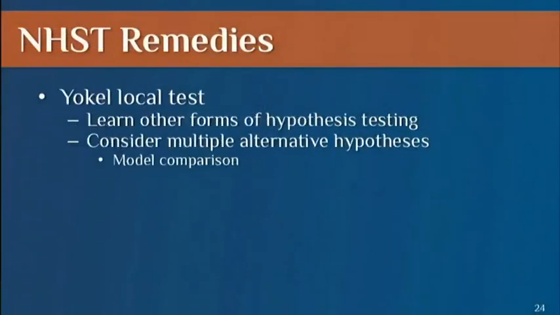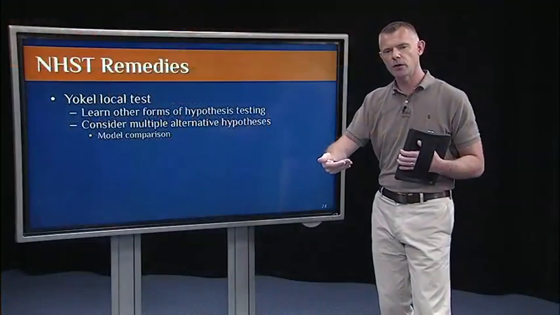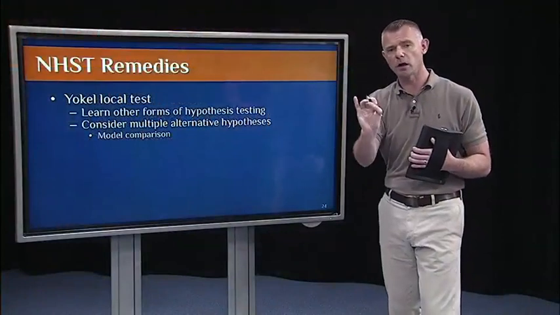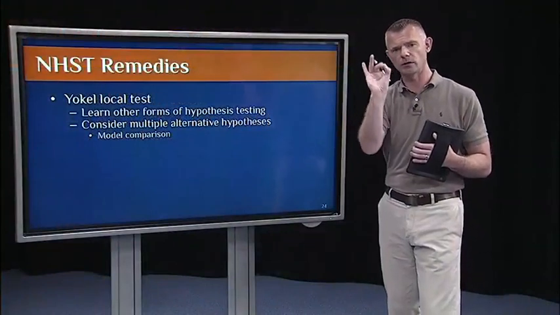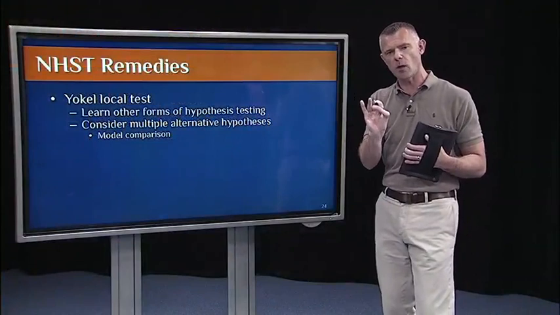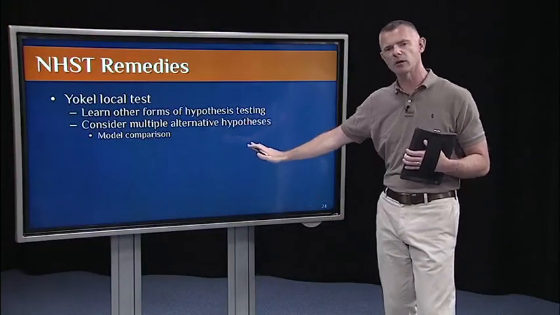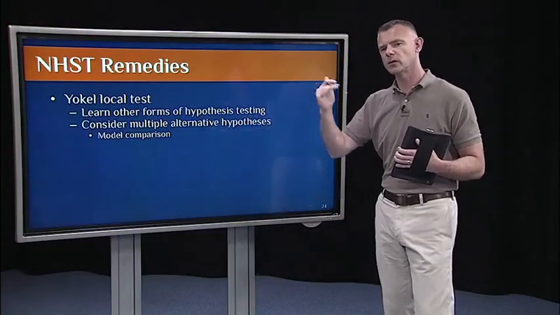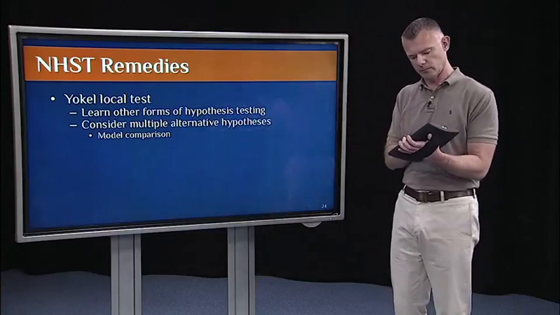With respect to this yokel-local test, obviously go out and learn other forms of hypothesis testing. And second, consider adding in multiple alternative hypotheses. You don't have to have just the null and one alternative. You could have the null, alternative 1, alternative 2, and so on, and then engage in model comparison, which we'll do next week when we do multiple regression.